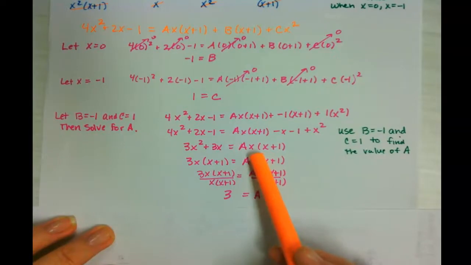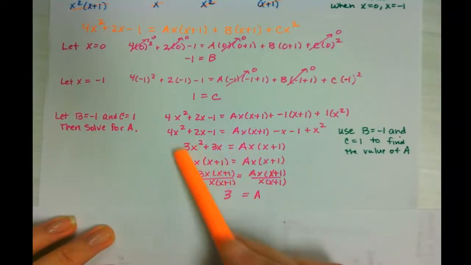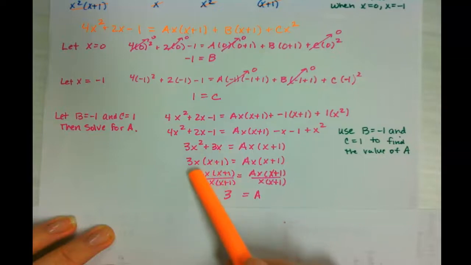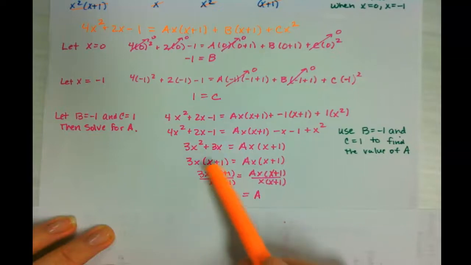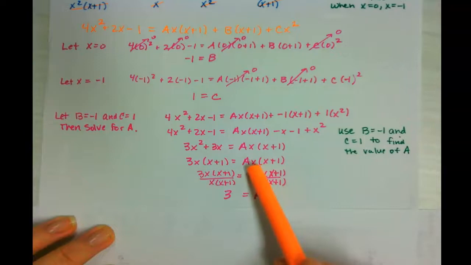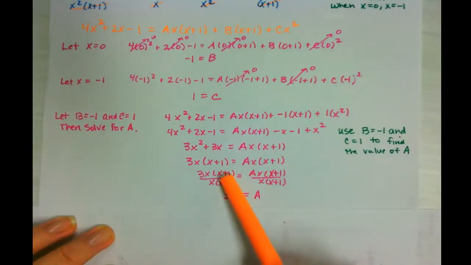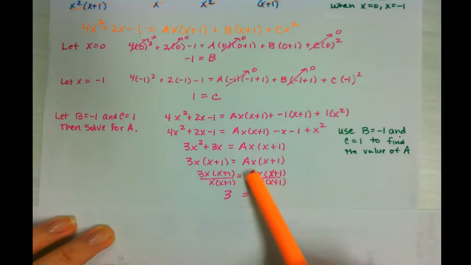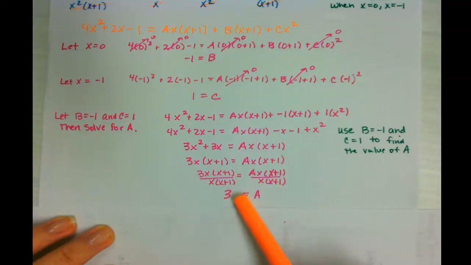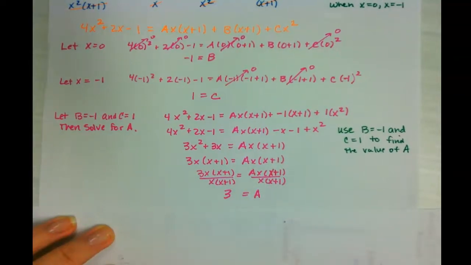And again, this is going to be like that technique I showed you, because what do these have in common? You can factor out a 3x times x plus 1. Over here I have an ax times x plus 1. So if I divide both sides by x times x plus 1, the x's and the x plus 1's cancel, and I'm left with that nice a on this side and that nice 3 on that side. So now I know what all my numerators are. I found a, I found b, I found c.